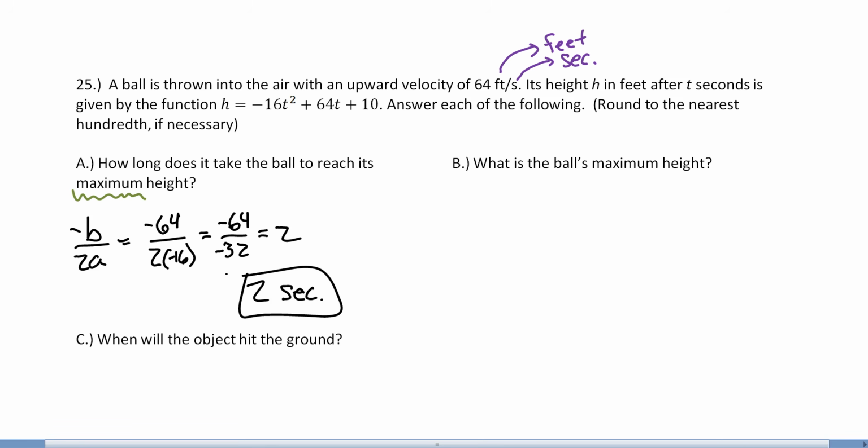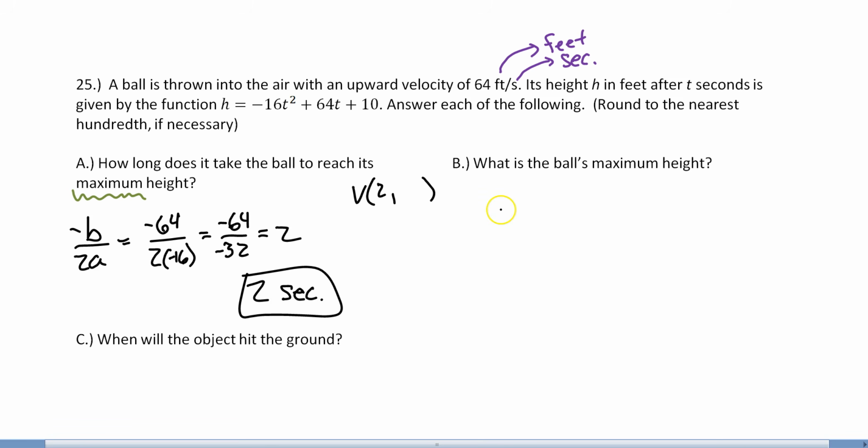Okay. Now it asks what is the ball's maximum height. So now I have to finish off this vertex. The x value of the vertex was a 2. Now really I need the y value of the vertex because the x value this time is t. That's the time. The y value is the height.